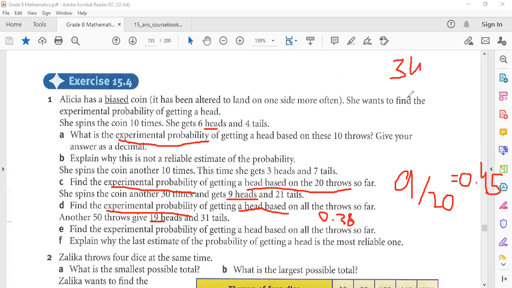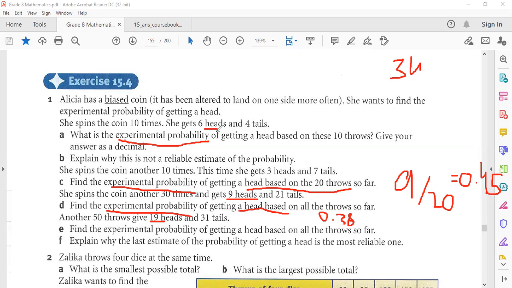Okay, so how many throws in total? 50 plus 20 is 70, 70 plus 10 plus 10 is 80. Okay, so we need to add this one. So here I write 34 divided by 80, so I will get my answer, 0.37.